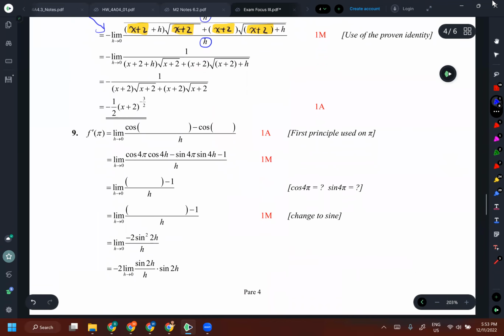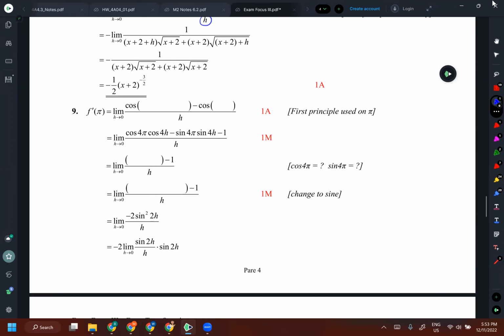Question 9. Cosine of 4 pi plus h minus cosine 4 pi. Now this is first principle used on pi. Okay. Now during the lesson, I always say when you have this, you have to use the sum to product formula. But in this question, it shows you that that's not the only solution. Other identities can also be used.